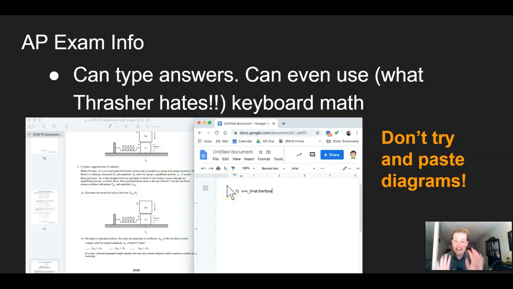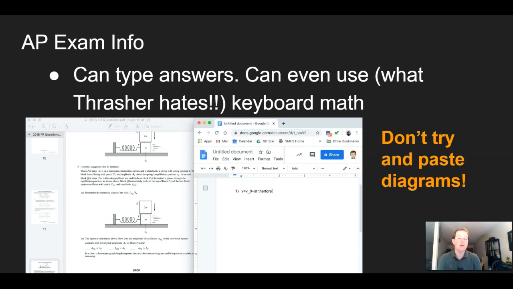Now here's the key though. If you're going to go this method, you can't copy and paste in diagrams. Even though in Microsoft Word and in Google Docs, you can in fact put in JPEGs and things pretty easily, you can't copy that over. Even if it looks like it copied over, College Board is very clear. That little text box will not carry images over.